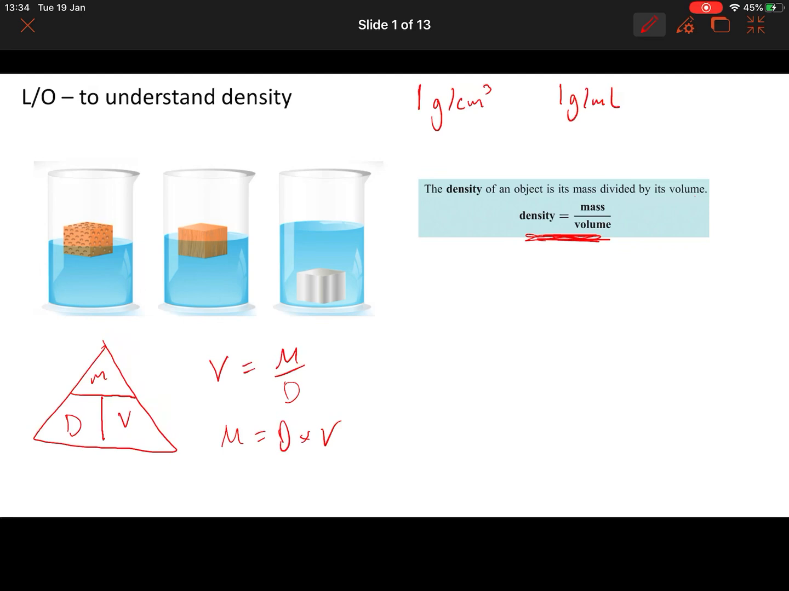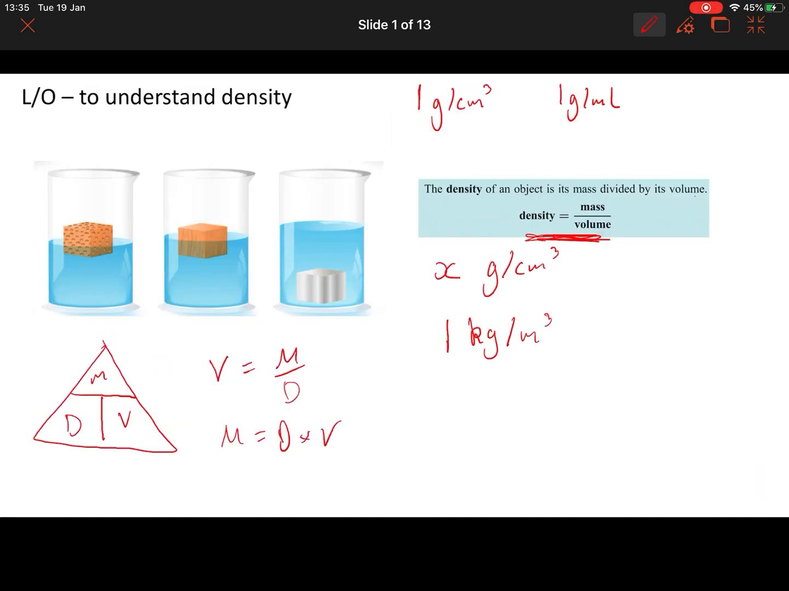Now, typically we measure density in grams per centimetre cubed, but depending on the units of measurement that we've got for the question, we might be interested in kilograms per metre cubed, for example. Now, I want you to be able to convert between the two. So let's say 1 kilogram per metre cubed. What is that in grams per centimetre cubed?